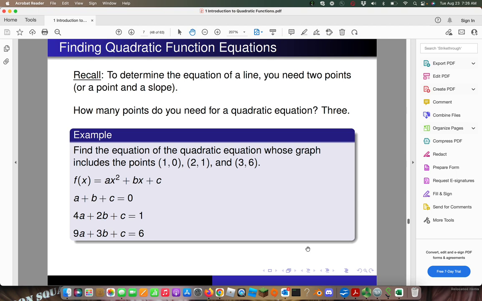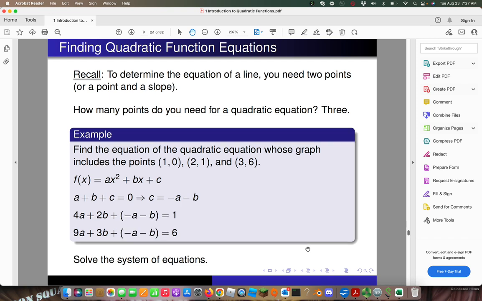So probably the most straightforward way is to solve for one of the variables in one of the equations in terms of the other. So I'm going to take that first equation and solve for c. That's just subtracting a and b from both sides. So we get c equals minus a minus b. Now that c in the first equation is exactly the same as the c in the second and third equation. So I'm going to substitute c equals minus a minus b in for the other c's in those equations.